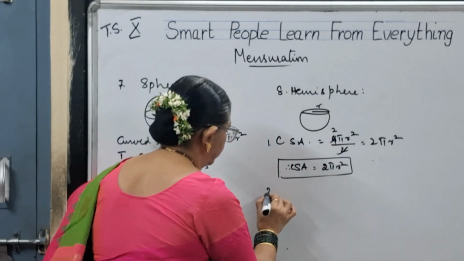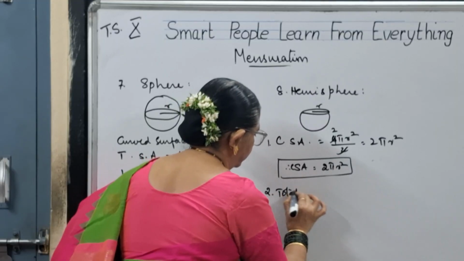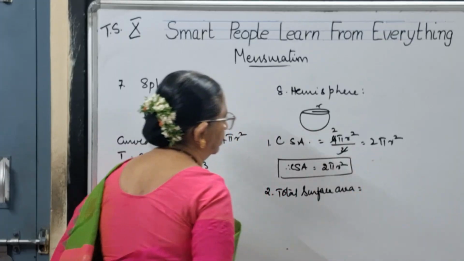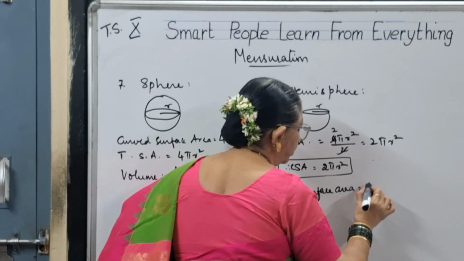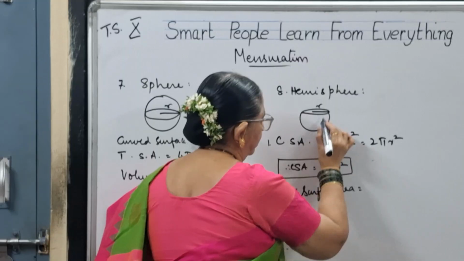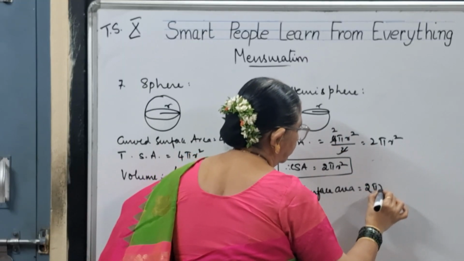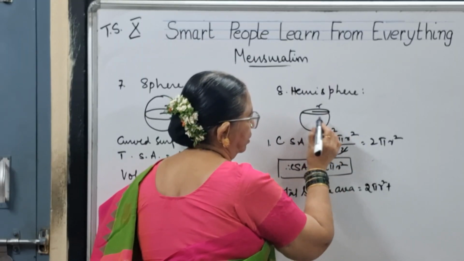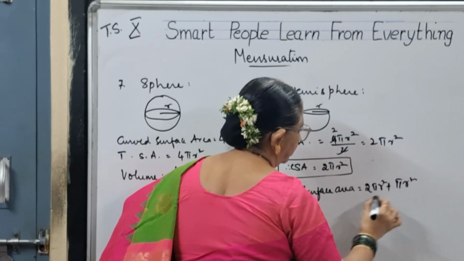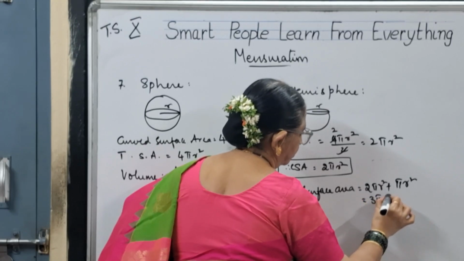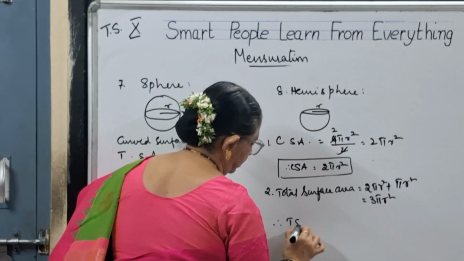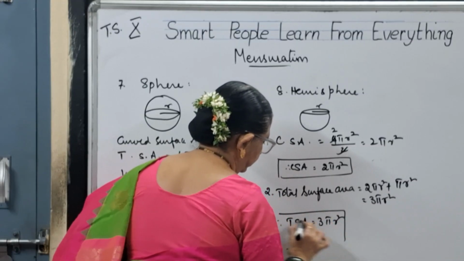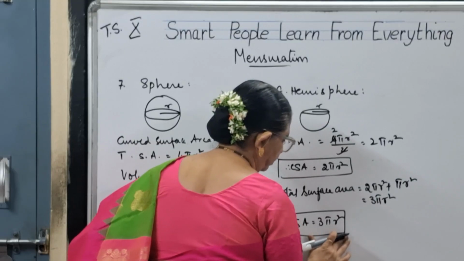Now, let us talk about total surface area. See, children, total surface area means half of this area, that is 2 pi r square, plus area of the top. There is a top also here. So pi r square, that is 3 pi r square. Therefore, TSA is equal to 3 pi r square. This is the formula for TSA, children.